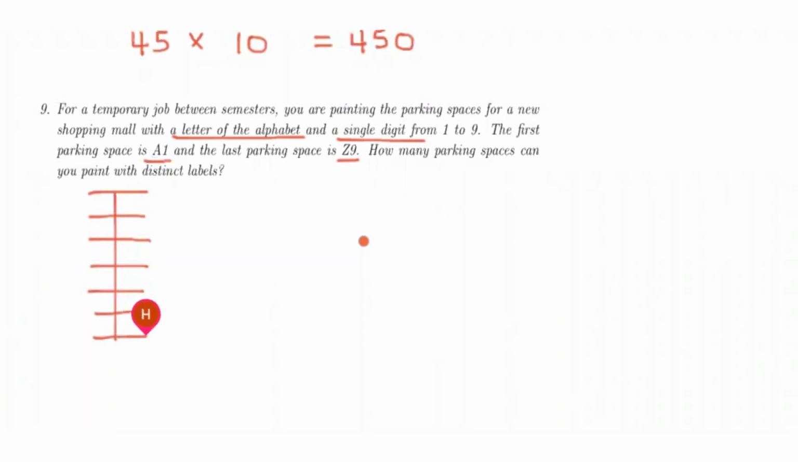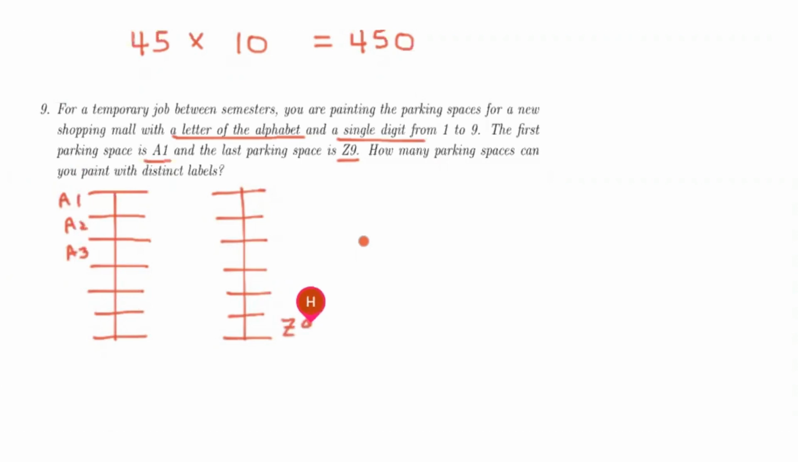Okay, there are parking spaces in a mall. Now think about it. I start with A1, here's A2, here's A3, so on and so forth, B1, B2, B3, so on and so forth. I have Z9, the last painting. Are we okay with this? So it's distinct. That's how I paint.